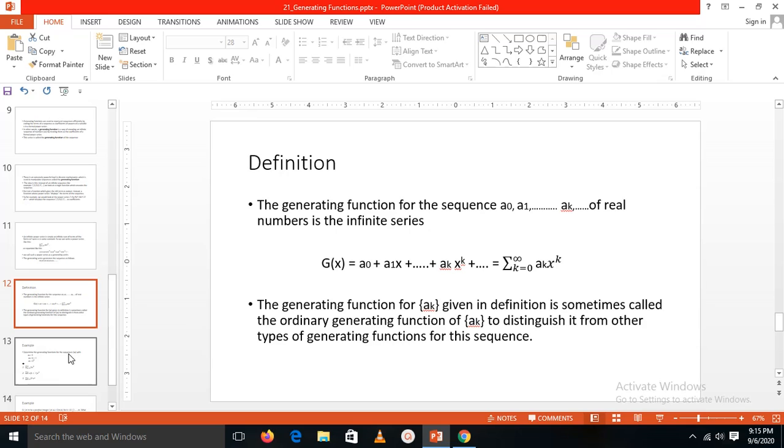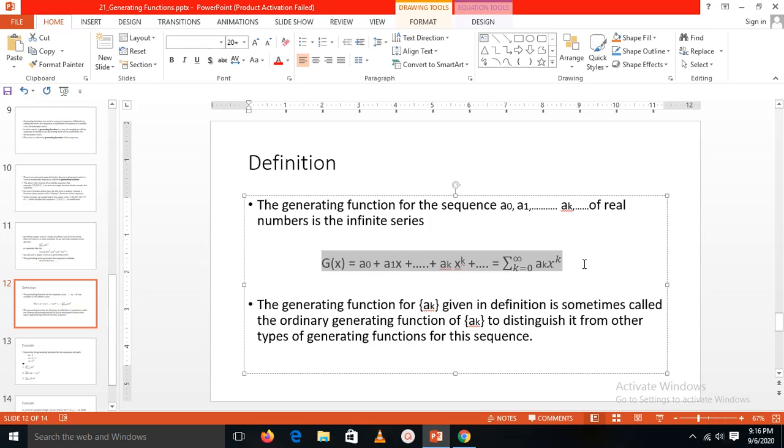Now this generating function for ak given in the definition is sometimes called the ordinary generating function of ak. Why is this called an ordinary generating function? Because to distinguish it from other types of generating functions for sequences. So g of x is a0 plus a1x plus up to ak x raised to k, or in other words summation k equal to 0 to infinity ak x raised to k. By using this we can solve many types of generating function examples.